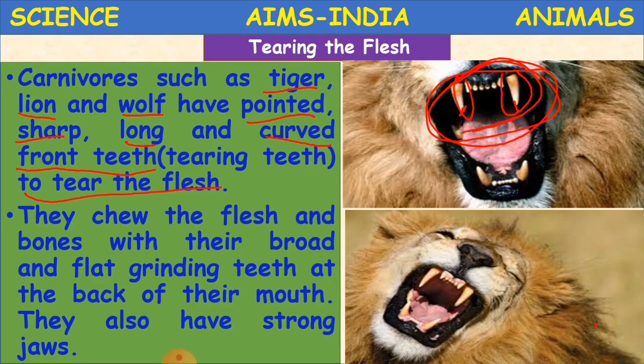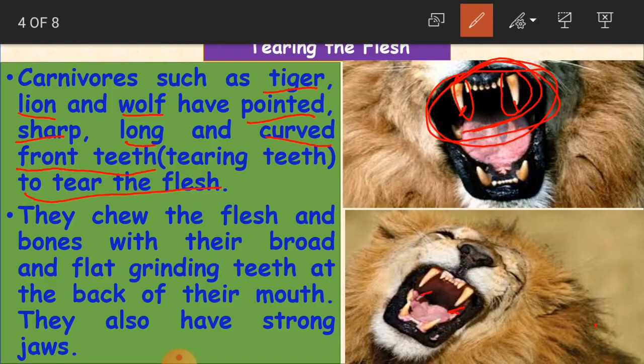Here, just a minute children, inside the mouth, this is something we are not able to see very clearly in the picture here. So they are going to chew the flesh and bones with their broad and flat grinding teeth. What is grinding, children? Making it smooth, like a powder or whatever it may be. So this torn flesh, they make into a smooth substance with these broad and flat grinding teeth at the back of their mouth.